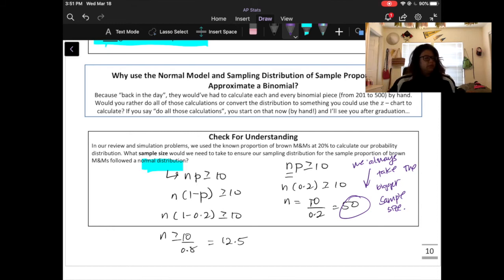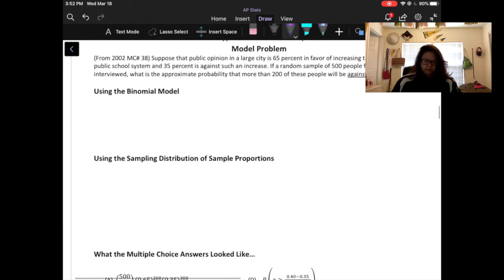Okay. Let's move on and do a model problem. We'll go through some practice problems. And as you're doing the practice problems, I'm going to ask you to do some of the check for understanding and submit your answer so I know and can check with y'all.